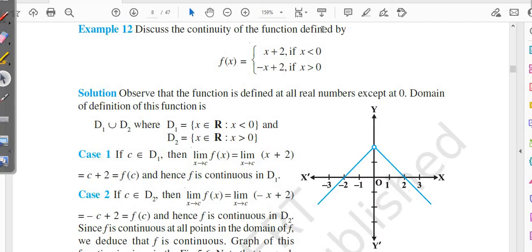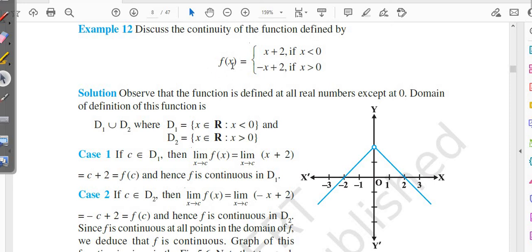In this video, we are going to see for CBSE Board Grade 12 Standard Maths chapter number 5, Continuity and Differentiability. Already in the last videos, I have uploaded the solution for example 1 to example 11. Now in this video, we are going to see the solution for example 12. So now coming to this question, discuss the continuity of the function.